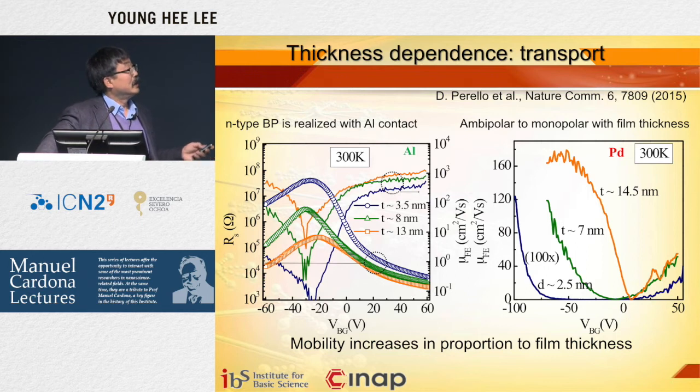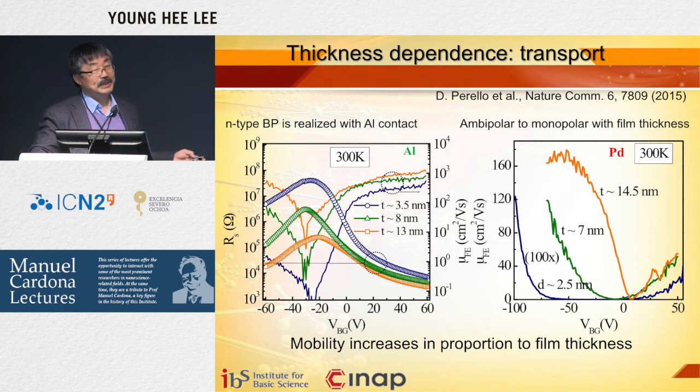And not only the mobility itself, but you also see the carrier type is changing, from hole transport to ambipolar behavior, depending on the thickness. So you change the thickness and you change the work function of the material, and then this carrier type can be modulated. Many of the properties strongly depend on the number of layers, so you can play with this.